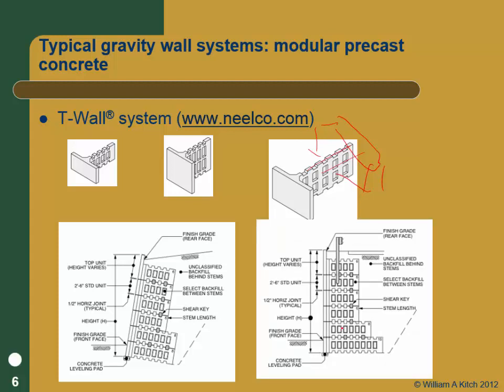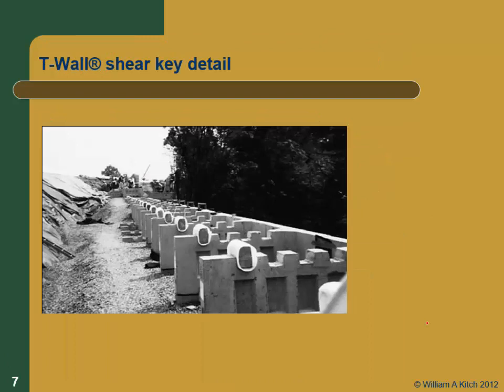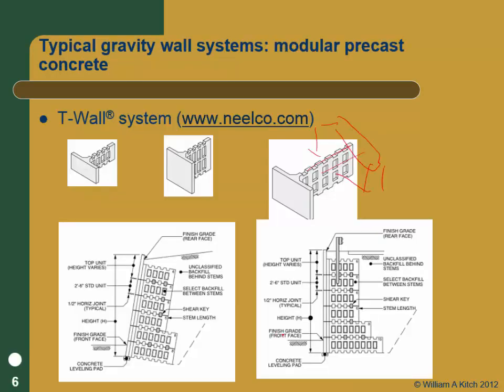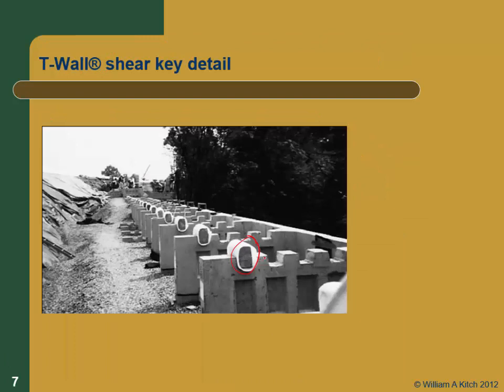Well, you can build them either battered or straight. Here's a picture of the key wall system, and this is the shear key that they place. I don't know if you can tell, but they have these little shear keys to prevent sliding. We're going to talk about external versus internal design, but one of the things you have to check is sliding, and they have these little shear keys there, and they've got a fairly important detail about how to put them in.